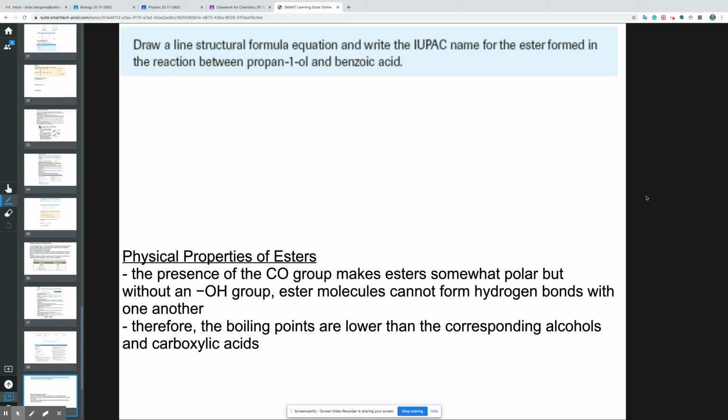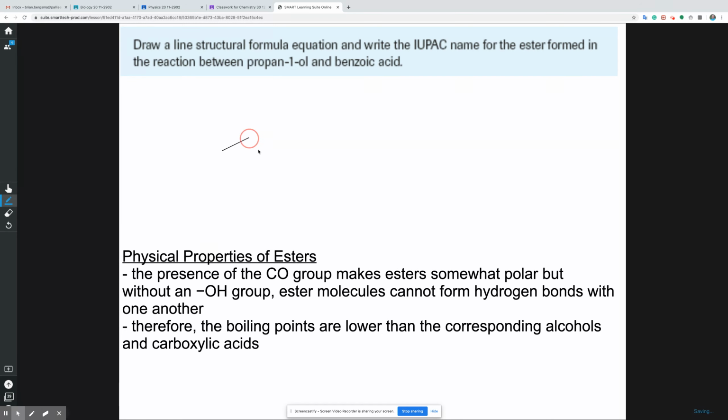If you're drawing the line structural form equation, write the IUPAC name for the ester formed between the reaction of propan-1-ol and benzenoic acid. So we can start with benzenoic acid. We have benzene, that's our benzene ring. Coming off of that is our acid group, so double bond to O, single bond to O. If it was an acid, it would just have an H here.